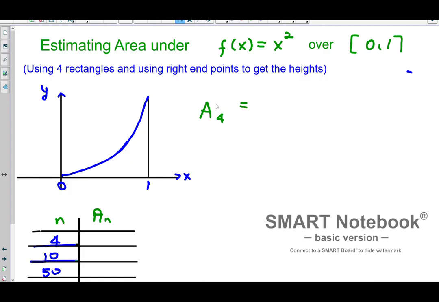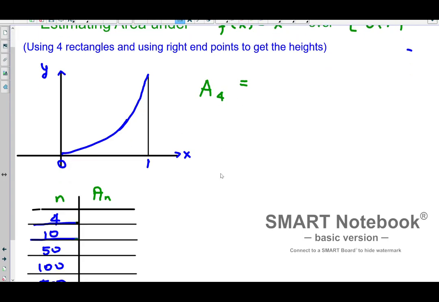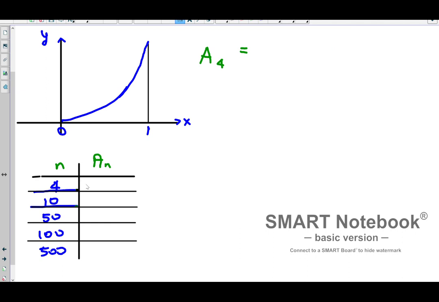In the beginning, I'm just going to use 4 rectangles. But by the end of the segment, you're going to have the area under the curve using 4 rectangles, 10, 50, 100, and 500. And we're going to try to observe a pattern there, okay? And once you see a pattern, from there, we can try to make some generalizations.